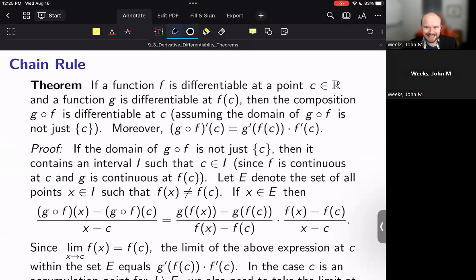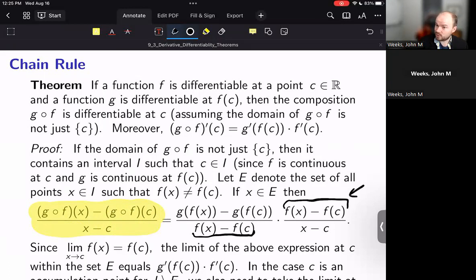The main idea, the main trick behind it, and there's a couple of hoops to jump through here, is that you're going to take your formula that you would normally use for the derivative of g of f, and you're going to multiply and divide by the same thing. And that thing is going to be f of x minus f of c. And that's exactly what we have here. Now I can take a look and ask about the limits of each of these two factors. The one on the right, definitely, when I take a limit as x goes to c, this is going to be the derivative of f.